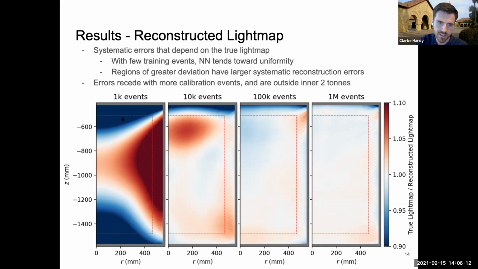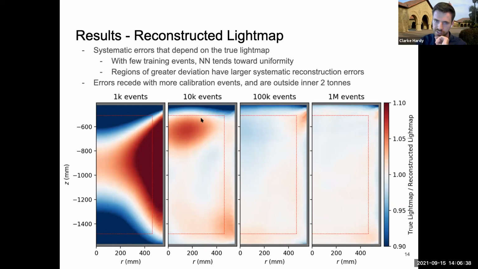You can see that as you'd expect with 1,000 events, we get worse reconstruction and we get some pretty clear systematic errors. This is basically a result of the fact that the neural net, in the absence of a sufficient number of calibration events, will just default to a more flat light map. And so when there actually are deviations in the true light map towards the corners of the detector, fitting a flat light map to that is going to result in these systematic deviations.